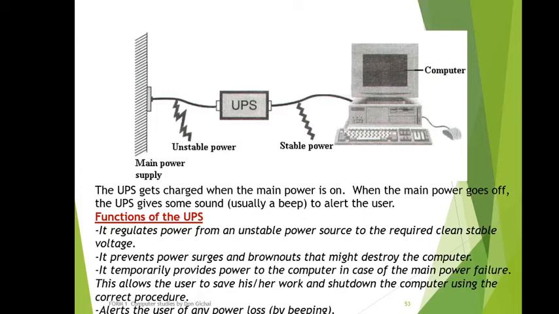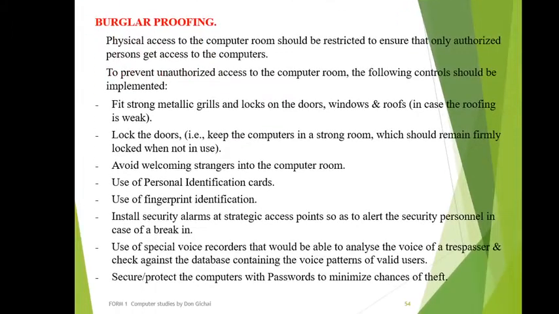The first function of the UPS is that it regulates power from an unstable power source to the required clean, stable voltage. Secondly, it prevents power surges and brownouts that might destroy the computer. Thirdly, it temporarily provides power to the computer in case of main power failure. This allows the user to save his or her work and shut down the computer using the correct procedure. Number four, and most important, it alerts the user of any power loss, so you can manage yourself and know that power is actually going off.